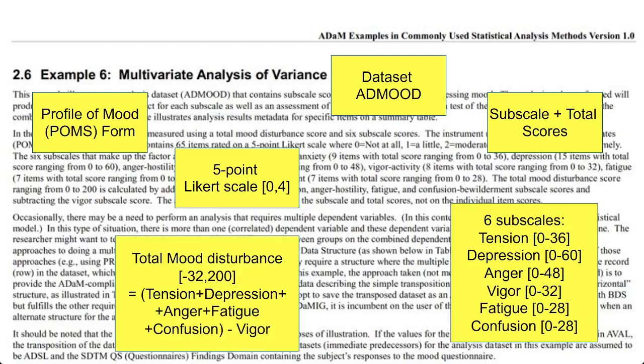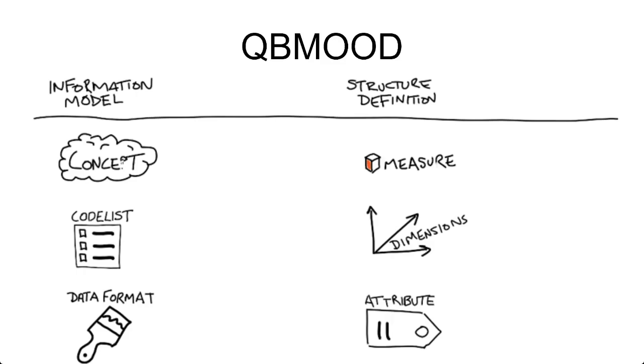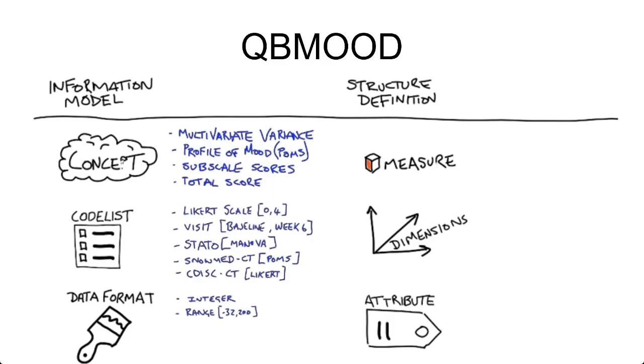So to go back to how does this map onto what we're talking about? Let's think about concepts. Multivariate variance is a concept. So we would put that in as a concept we're using here. Profile of mood is a concept that came straight out. The subscale scores, the total scores, etc.